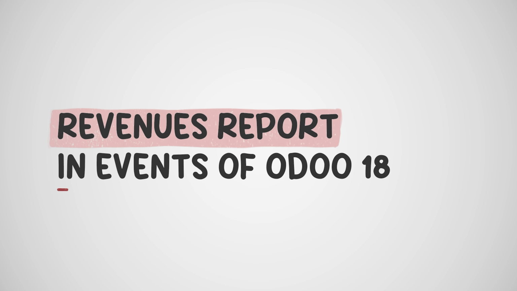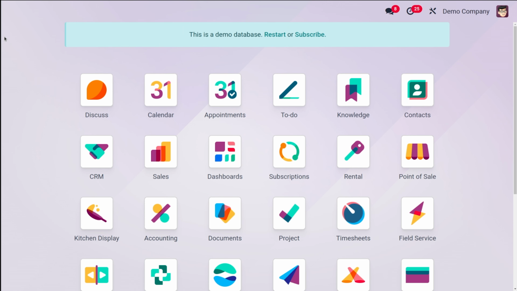Today let's talk about the revenues report which you can find inside the events module of Odoo 18. Basically, the Odoo events let you create custom reports on event data focusing on either attendees or revenues. This guide covers revenue reporting.